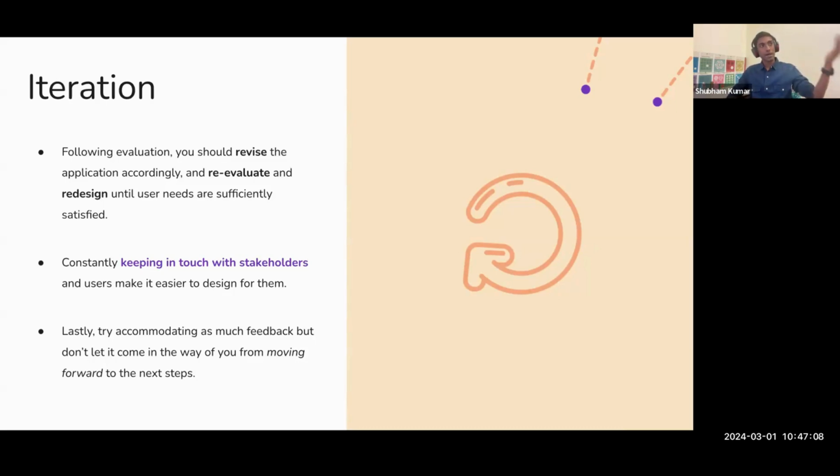So going back to defining what your user needs are, then figuring out what your designs could look like, and then evaluating them, is an iterative process. Do it as many times as you can until you reach a point where you feel satisfied because your users are satisfied. So that's about iteration.